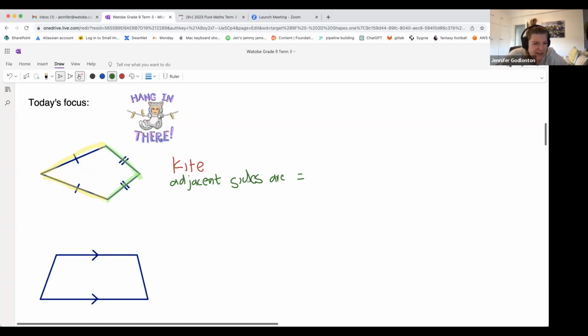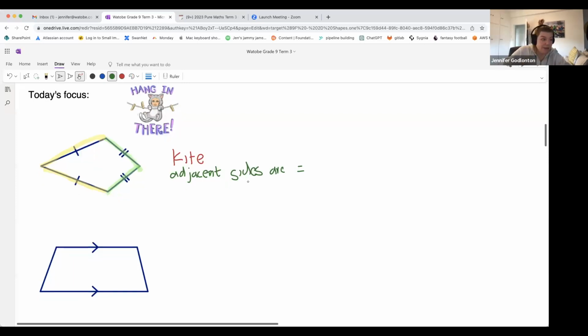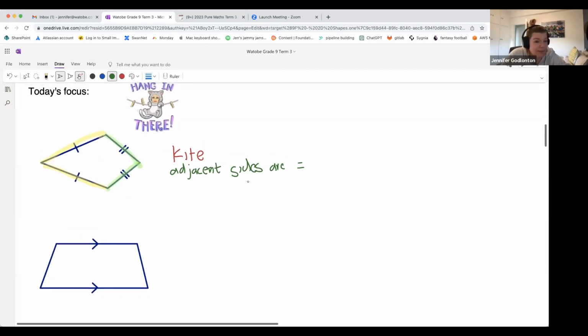Is there anything else you guys can tell me about this kite? Who has more things for me to talk about this kite? Yeah, it's a diamond. Definitely a diamond. What else? Don't be scared. I promise I don't bite. Okay, yeah, beautiful. If we cut in half, I like where you're going with this.